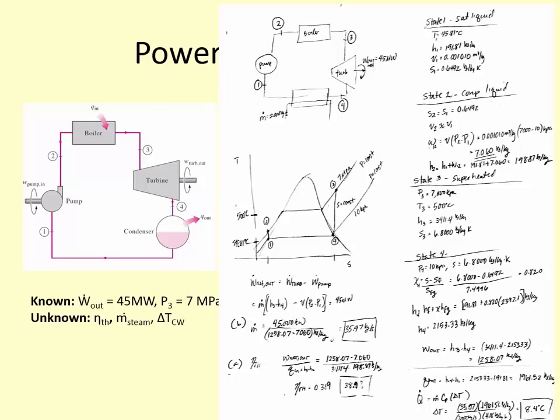State 1, we similarly can look up all of our properties. So H1 is 191.81 kilojoules per kilogram. V1 is 0.001010 meters cubed per kilogram. S1 is 0.6492 kilojoules per kilogram Kelvin. And this is at what pressure? 10 kilopascals. Okay, so state 1 and state 3 are well defined. How do we figure out what's going on at state 2 and state 4?